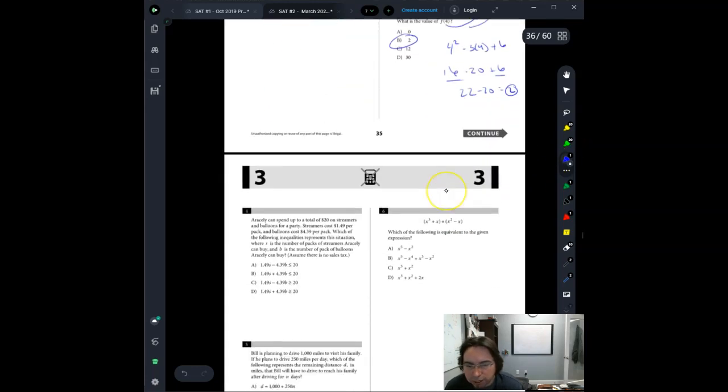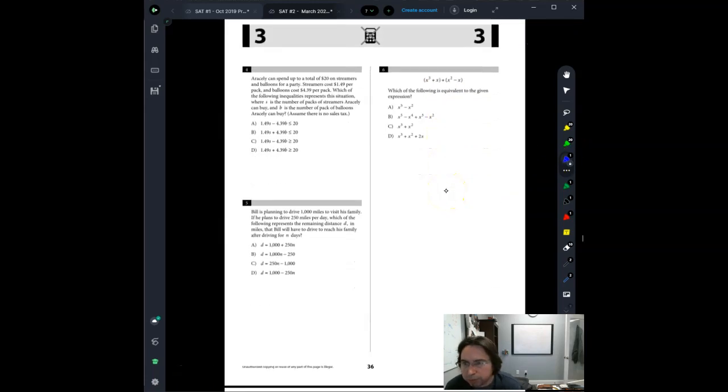All right, let's look here on number 4. Looks like we have a linear inequality in standard form. We see the form here is ax plus by is some sort of inequality to c here. So let's read our question here. It says Araceli can spend up to $20 on streamers and balloons for a party.